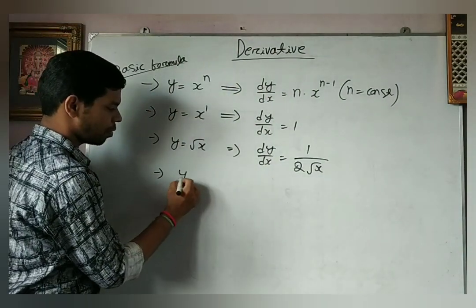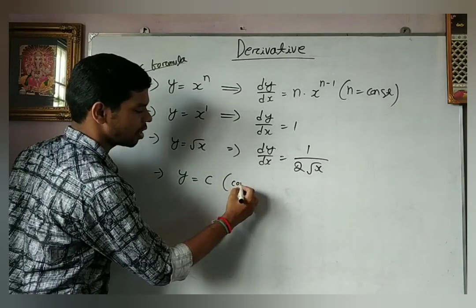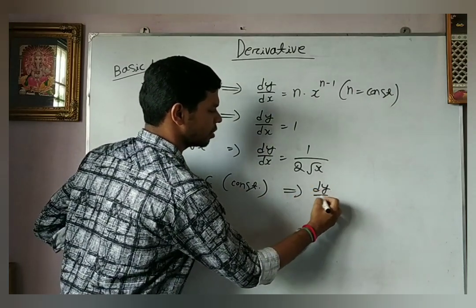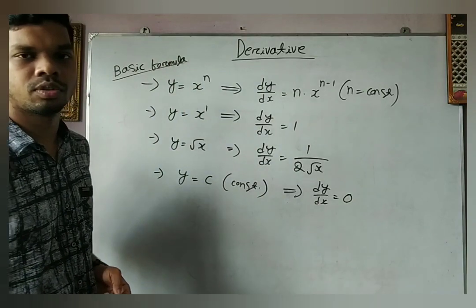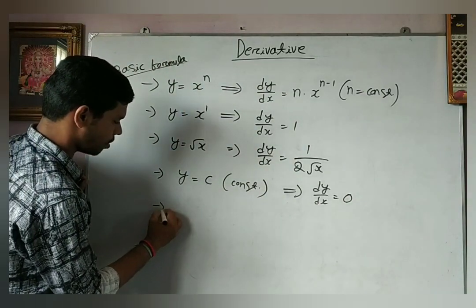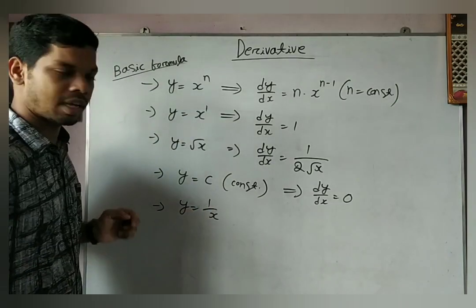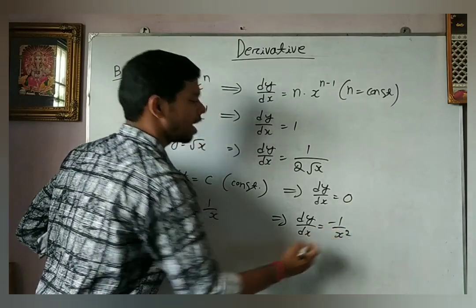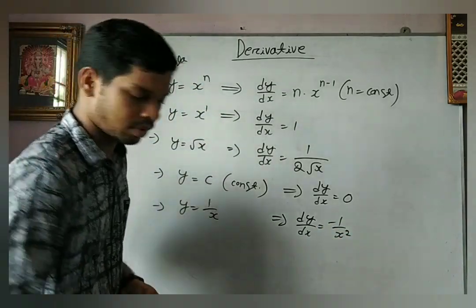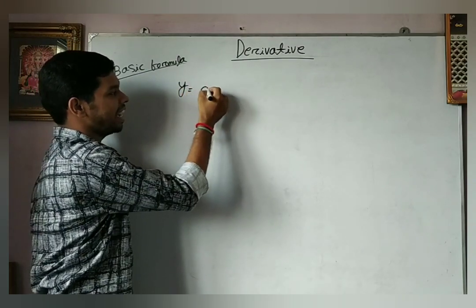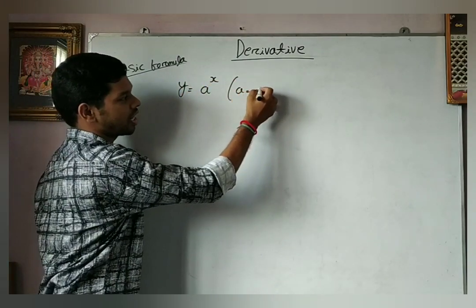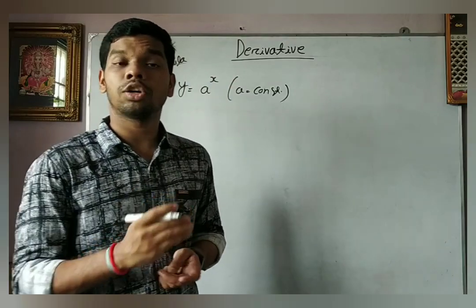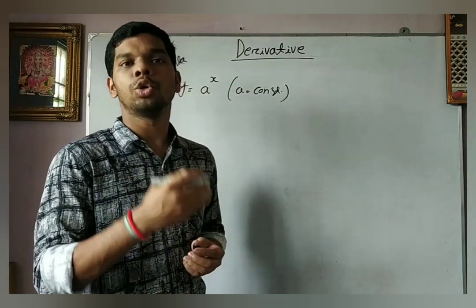Next formula, suppose y equal to c. C means a constant like 5, 4, 3, and the derivative of a constant function is 0. Okay. Next formula, y equal to 1 by x, and the derivative of 1 by x is minus 1 by x square. y equal to a to the power x where a is a constant. Now we had discussed y equal to x to the power n, that is, variable to the power n.